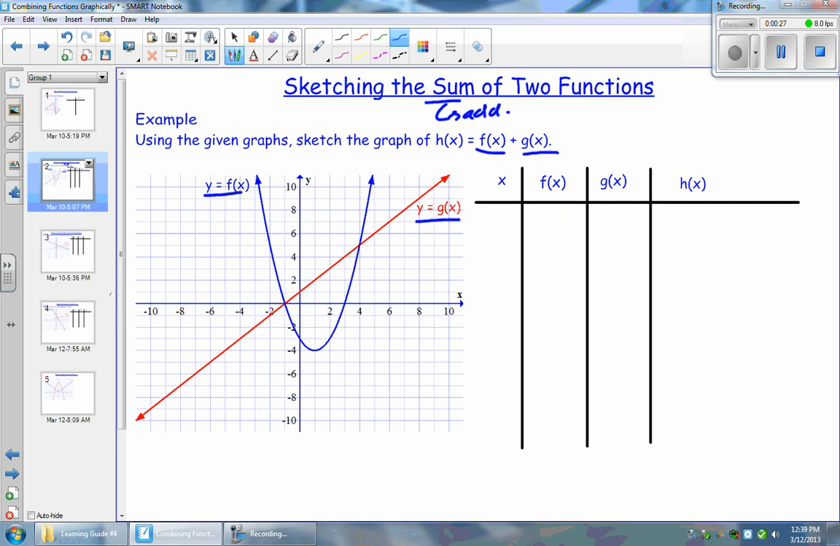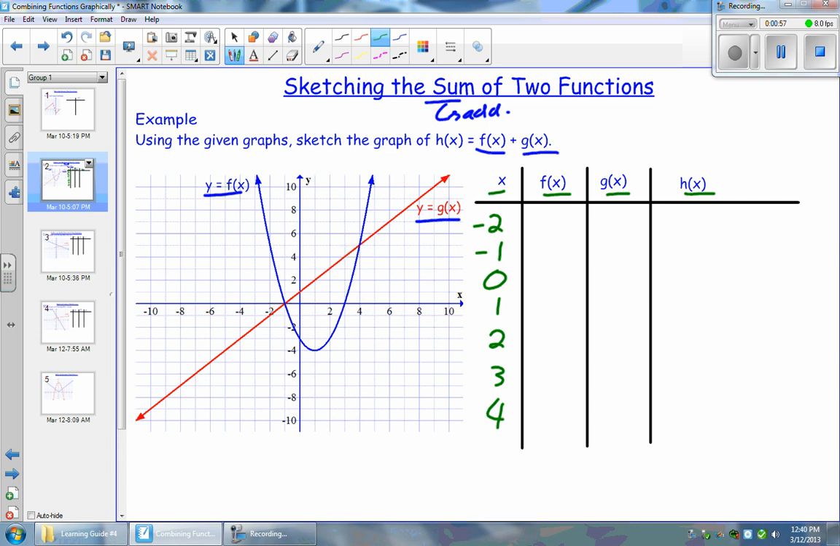To make this a simple procedure, it's always good to start with a table of values. As you see on the right-hand side here, I have a table of values. We're going to pick some x values, and we're going to fill in the rest of the table. So the first thing you want to do is pick some x values. I'm going to pick -2, and I'll increase by 1. So -1, 0, 1, 2, 3, and I'll pick another point for good measure. Just pick some x values, and you're just going to read off points off your graphs.